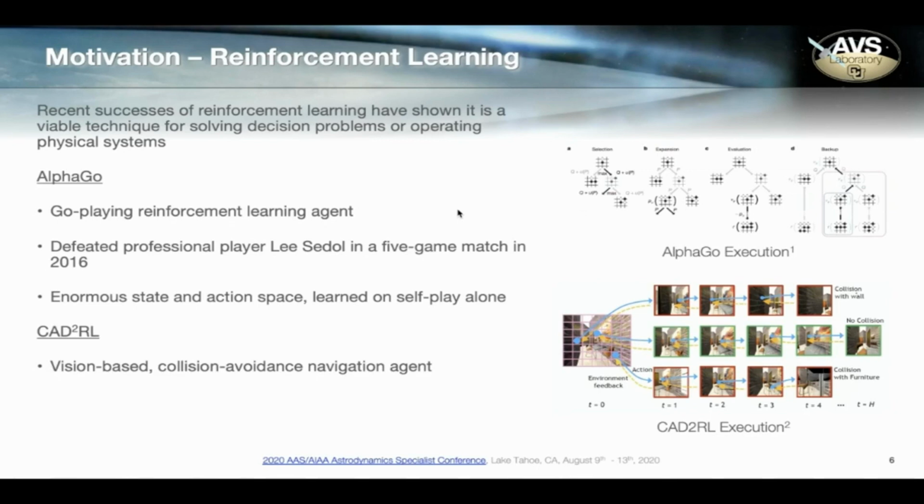Another notable example is CAD2RL. These researchers used Monte Carlo policy evaluation on a vision-based collision avoidance navigation agent, which was trained on simulation data alone in Blender, but was deployed successfully on a quadrotor in the real world to avoid collisions with walls and other obstacles.